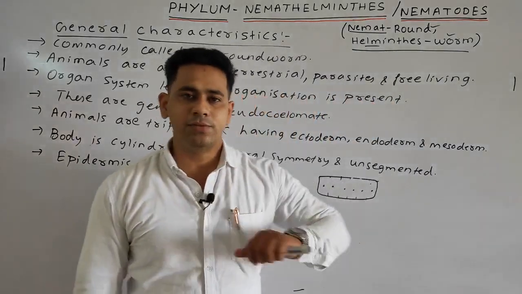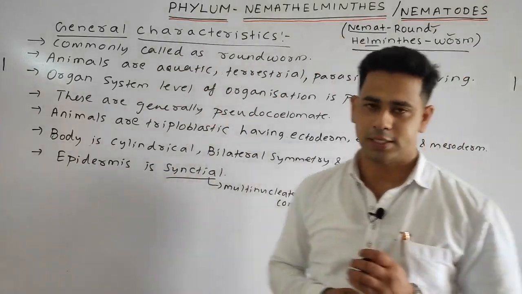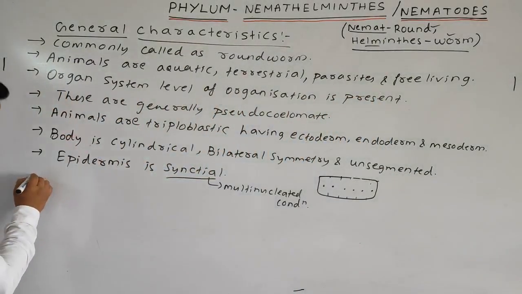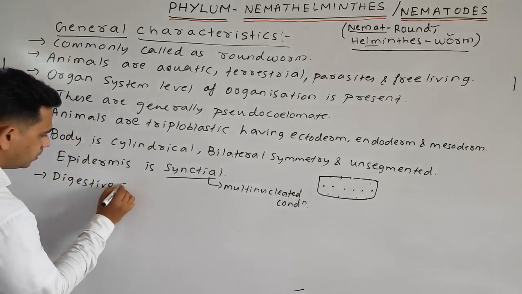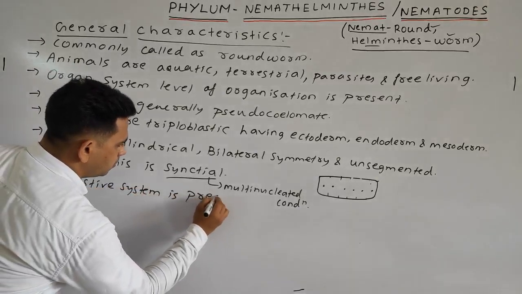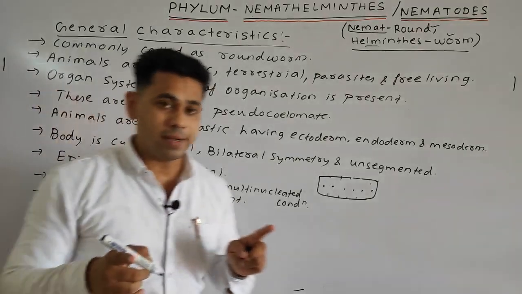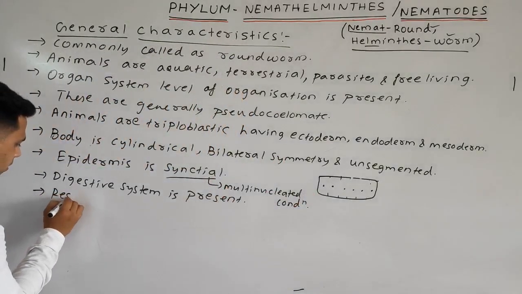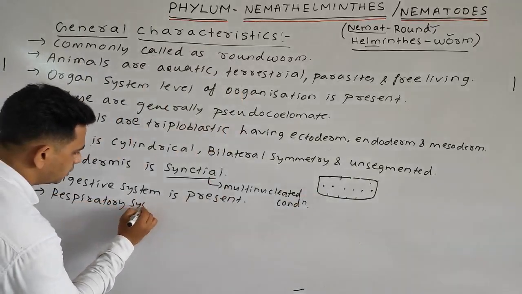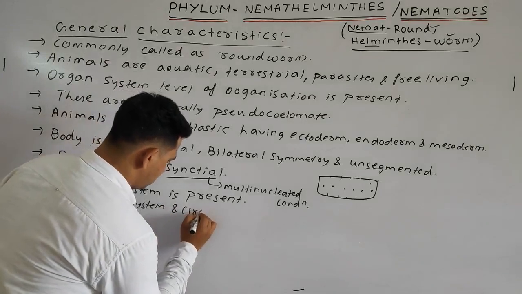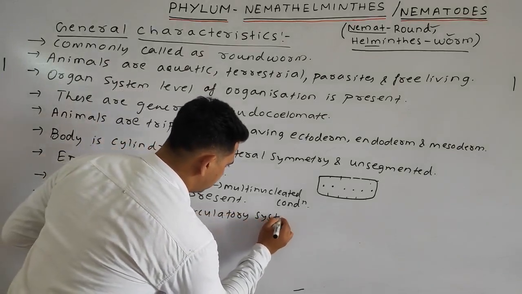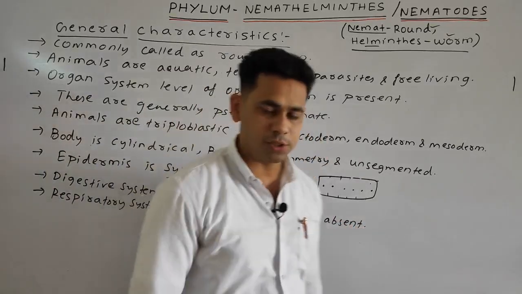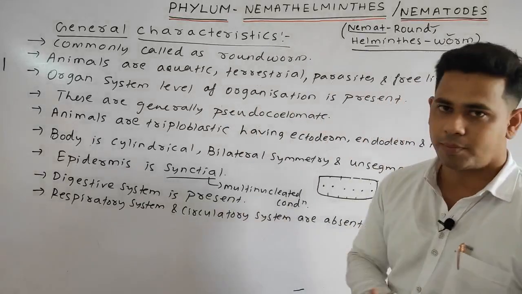Next students, the digestive system in the Nemathelminthes is present, but the respiration and the circulatory system are absent. So we can write: digestive system is present, but the respiratory system and the circulatory system are absent. The digestive system is obviously present, but the respiratory system and the circulatory system are completely absent.